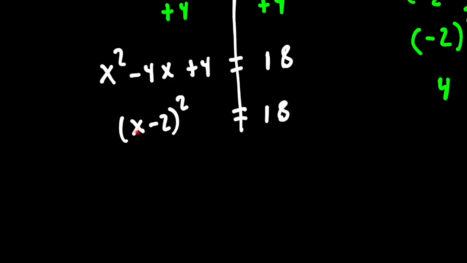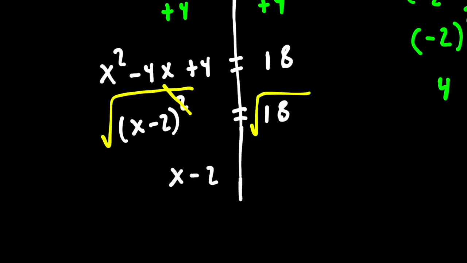To isolate x, we first have to get rid of the square, and I can do that by square rooting both sides of the equation. On the left-hand side, the square and the square root cancel out, and we get x minus 2. And on the right-hand side, 18 is not a perfect square. You're not going to find an integer such that when you multiply it by itself, you're going to get 18. So here we are going to write this as plus or minus radical 18.